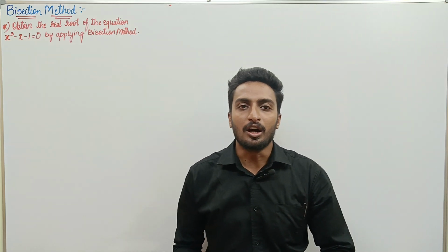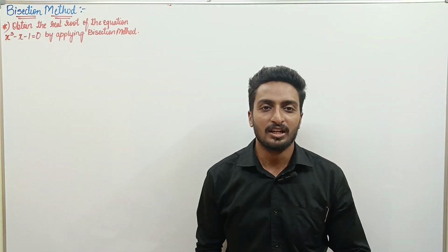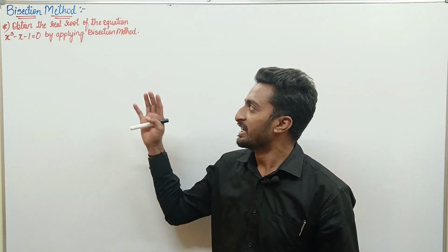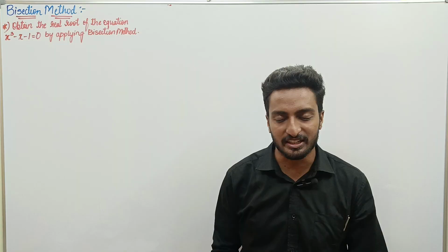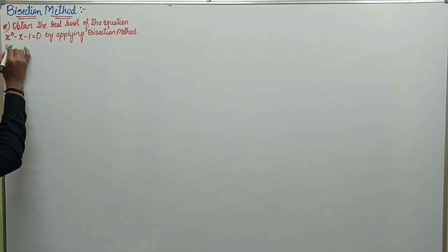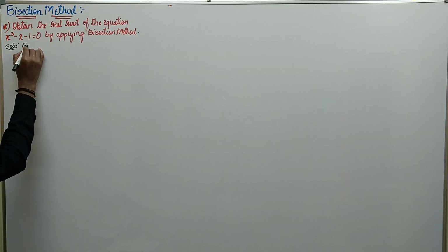Today we are going to learn how to solve the problem on bisection method. Considering the given equation, we are going to find the approximate value of the given equation by using the bisection method. How? Let us see. First, represent the given equation.